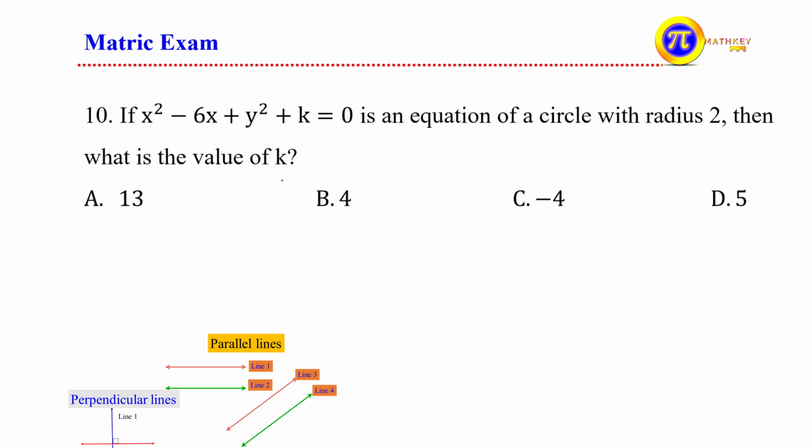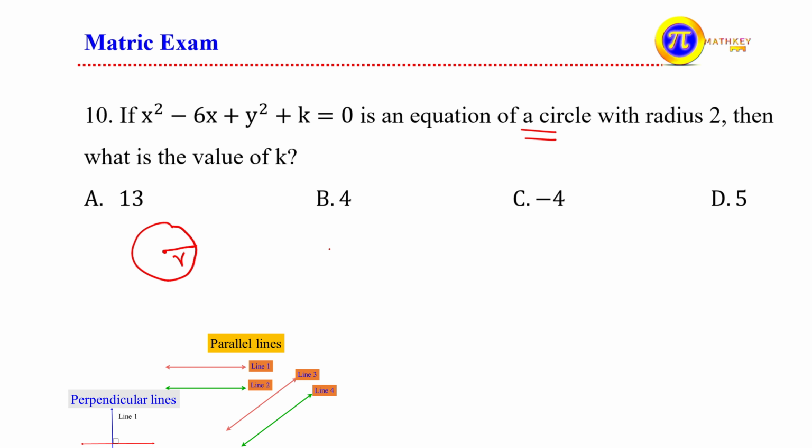Because of this, these two lines are what? They are perpendicular lines. Let us consider the next one. The next one says that if x squared minus 6x plus y squared plus k is equal to 0 is the equation of a circle. You are familiar with circles. A circle means what? It is a set of points equidistant from the center.